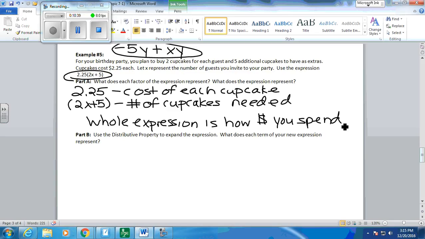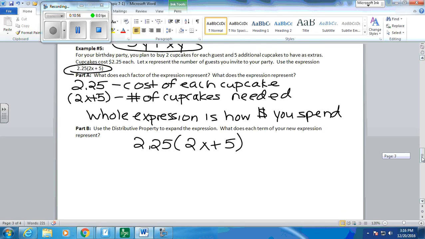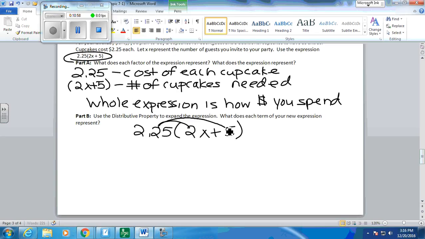Okay? Part B then is asking you to use the distributive property to expand the expression, and then what does each term of your new expression actually represent? So the expression that they gave us was 2.25 times (2x plus 5). If I use the distributive property, I'm going to multiply 2.25 times 2, which will be 4.50, or 4.50x. And then 2.25 times 5, which will give me 11.25.